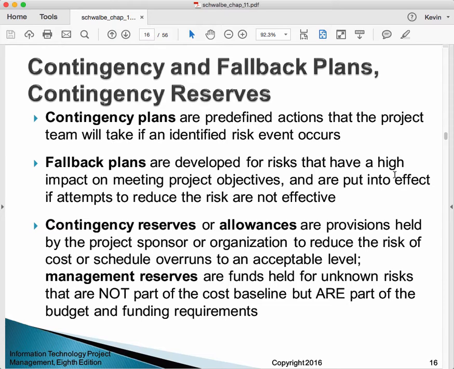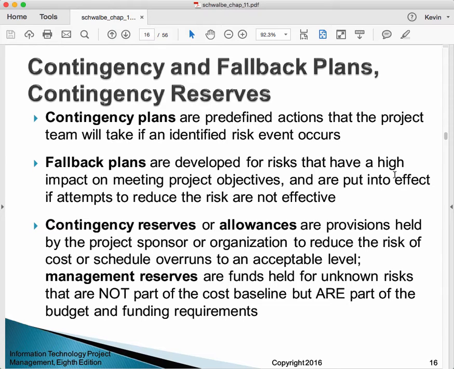Now we have a couple more terms that fit into this whole approach of how we deal with uncertainty. So we have a new term, contingency plans. These are predefined actions that the project team will take if an identified risk event occurs. Then we have fallback plans. These are developed for risks that have a high impact on meeting project objectives and are put into effect if attempts to reduce the risk are not effective.